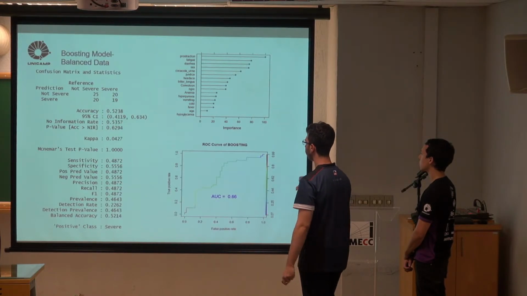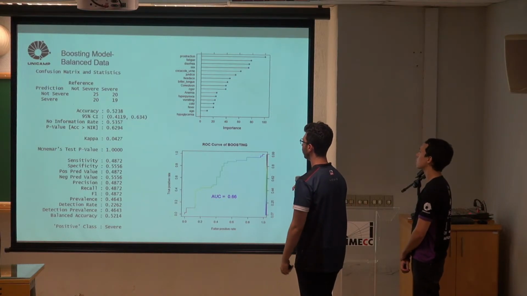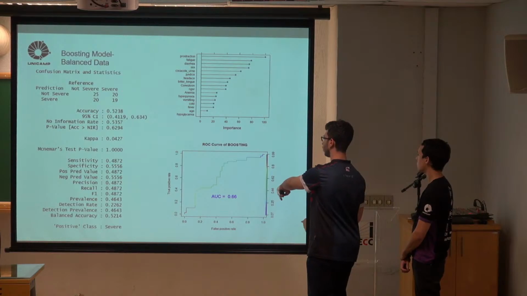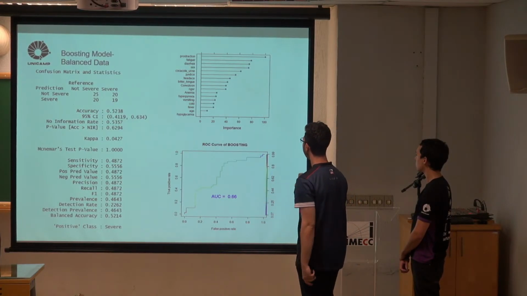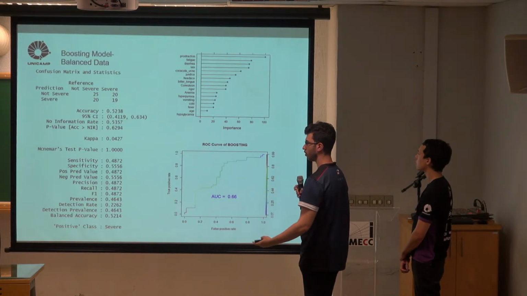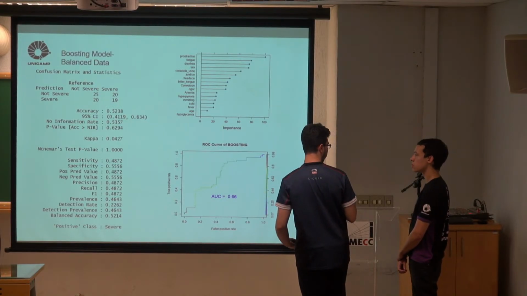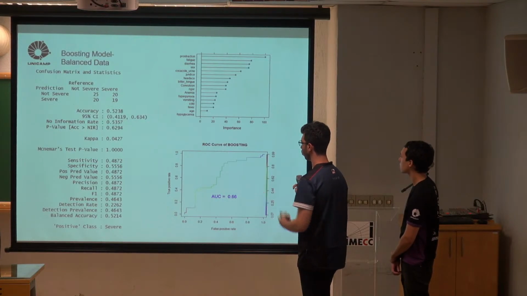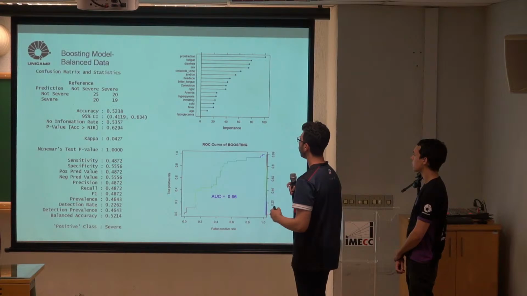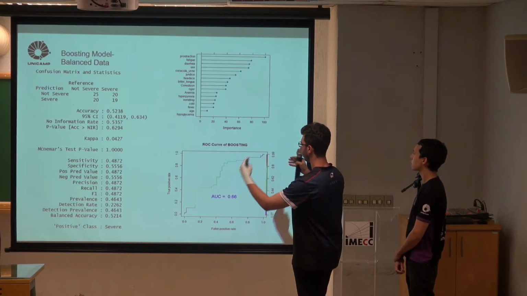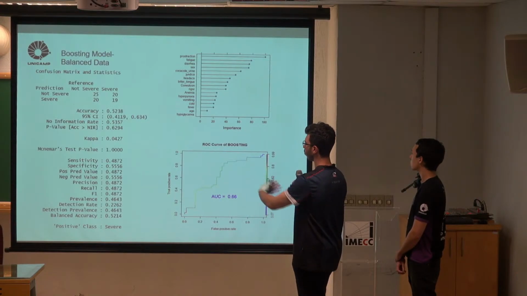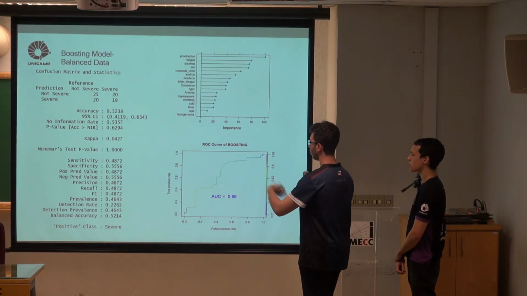Then when we switch to the boosting model, we have about 0.66 as AUC, and the p-value was the highest in our sample during the models, equal to 1. The kappa was 0.05, 0.04, and that's some of the most spread data between non-severe and severe situations, even for reference or prediction.